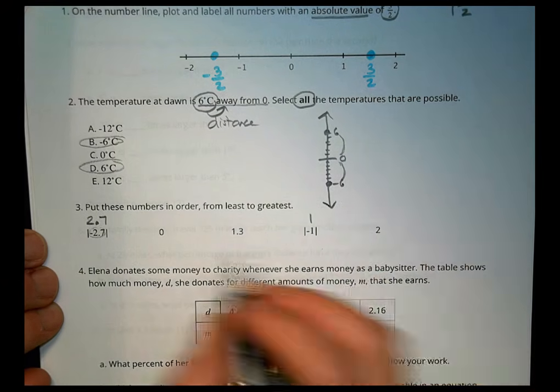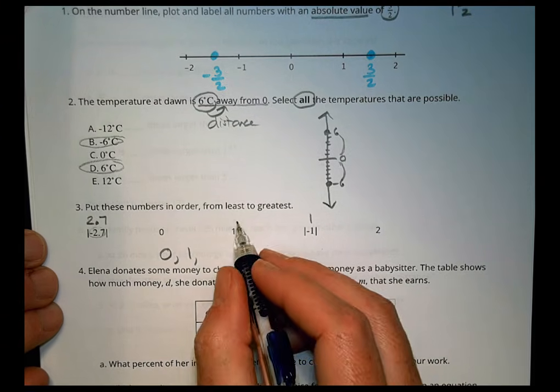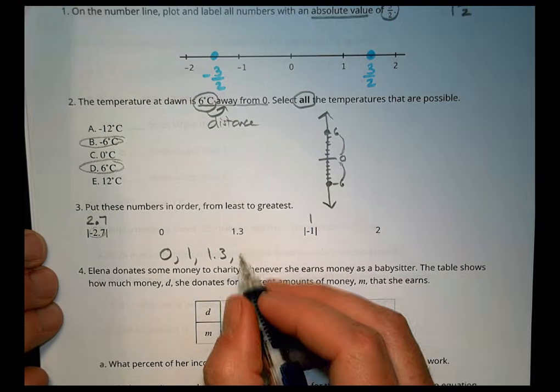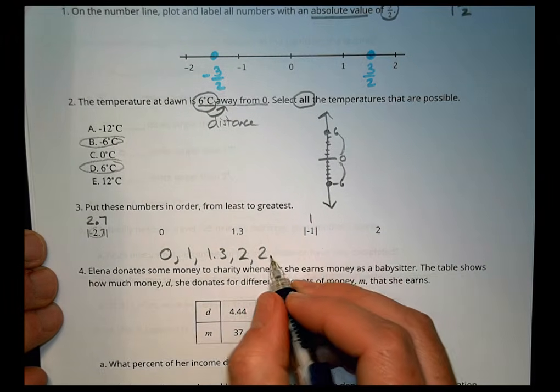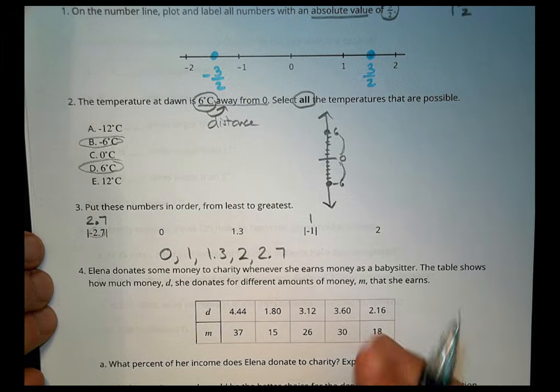So in terms of least to greatest, we start at 0, we go to 1, then we go to 1.3, we go to 2, and then we go to 2.7. Those are the distances from least to greatest from 0.